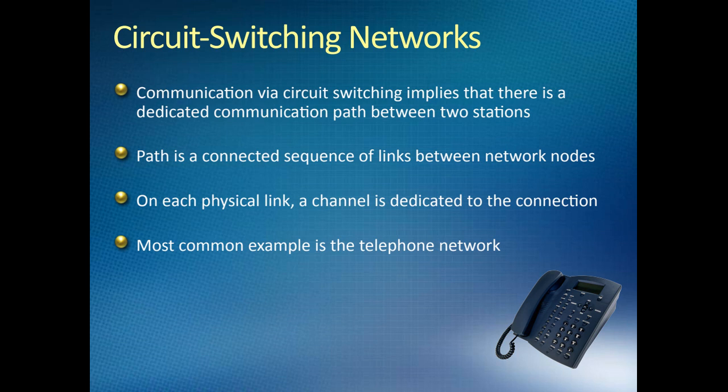Communication via circuit switching implies that there is a dedicated communication path between two stations. A path is a connected sequence of links between network nodes. I will show you an example now. On each physical link, a channel is dedicated to the connection. The most common example of circuit switching, if they ask you, is the telephone network. Don't forget that, please.